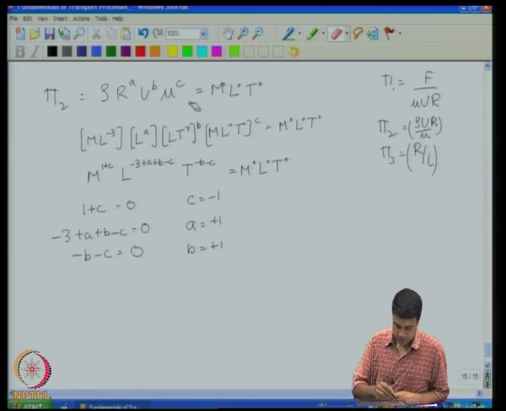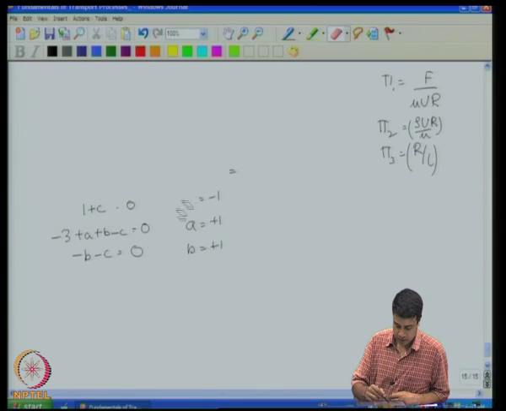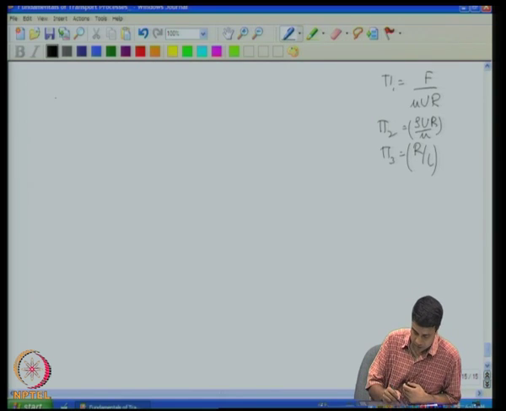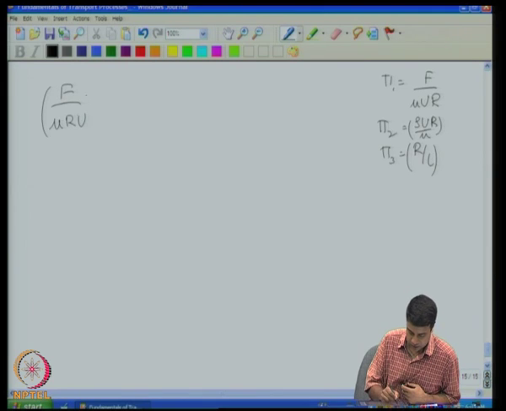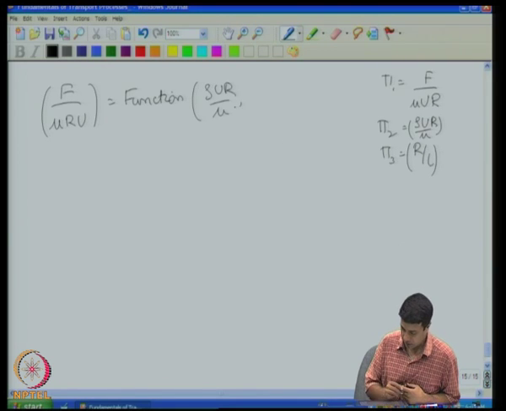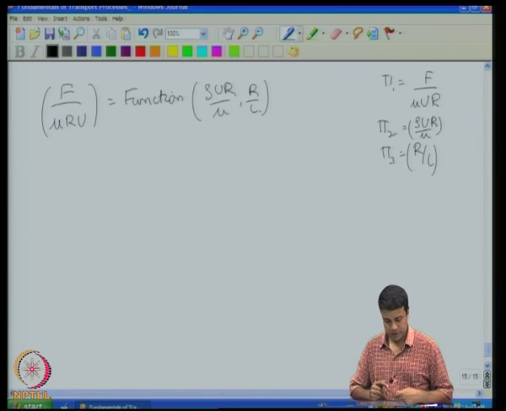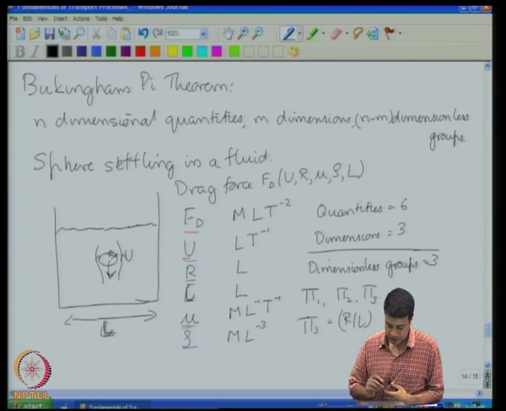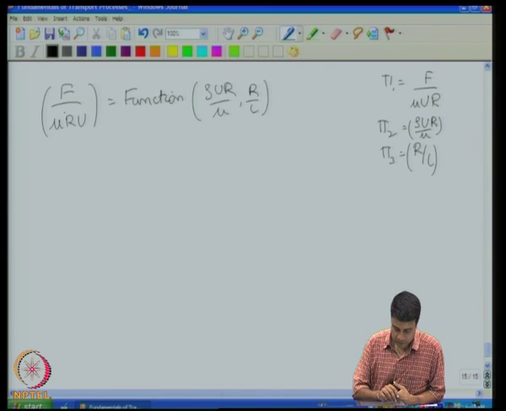Okay. So, rather than writing the force in terms of all of those other dimensional variables, I could very well write a relation of the form F by mu r u, which is pi 1, is equal to some function of rho u r by mu and r by L. So, rather than having a relationship between F and all of these quantities, I only now have a relationship between one dimensionless group and two others.